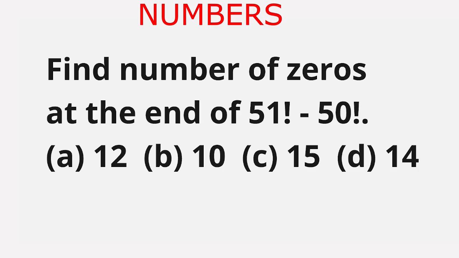In this video, we are solving a question on factorial. Our question is, find the number of zeros at the end of 51 factorial minus 50 factorial. The given options are option A 12, option B 10, option C 15, option D 14.